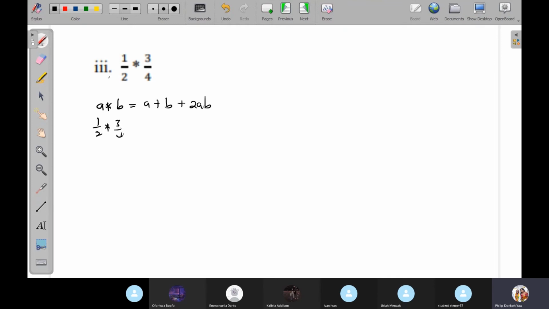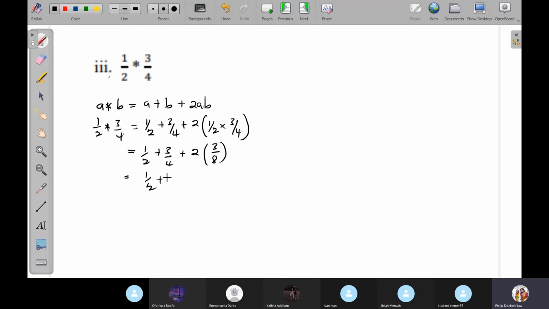star 3 on 4, that will be equal to the value of A, which is half, plus the value of B, which is 3 on 4, plus 2 times the value of A, which is still half, times the value of B, which is 3 on 4. Have I done the right substitution? Okay, so having half maintained plus 3 on 4 also maintained plus 2 times, when we multiply half by 3/4, that is going to give us an answer of 3 on 8. I believe I'm right.